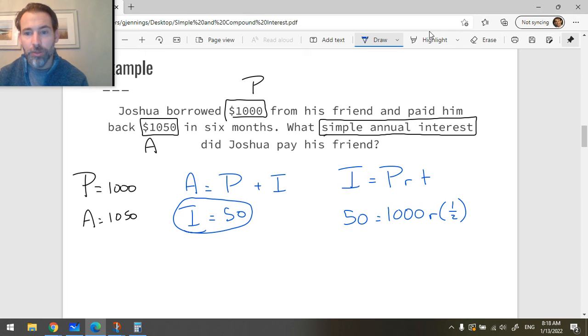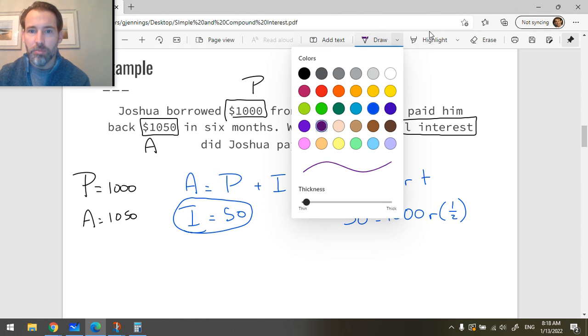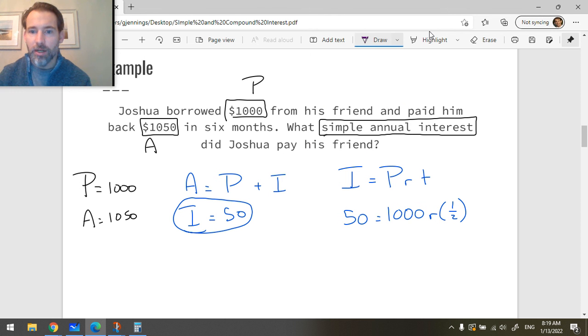So I'm going to multiply both sides by 2 and divide both sides by 1,000. That's another way of saying multiply both sides by 500. Okay, see, half of 1,000 is 500. So my inverse operation here could be to divide both sides by 500. And that will give me the answer for R.